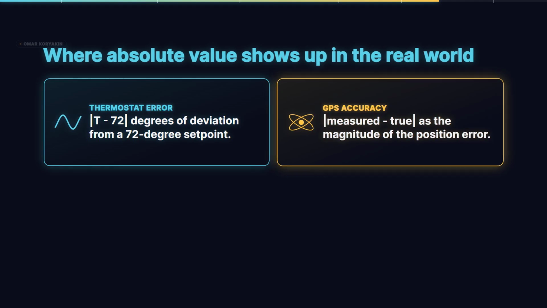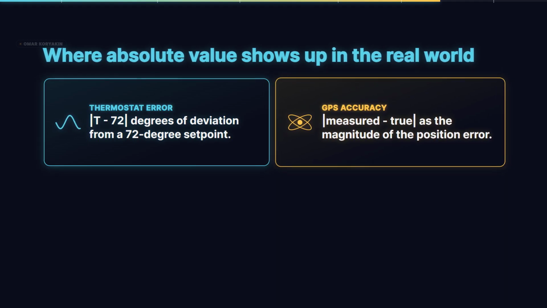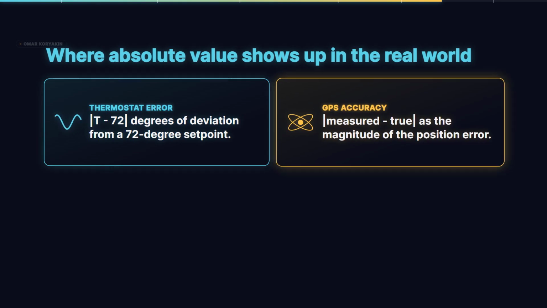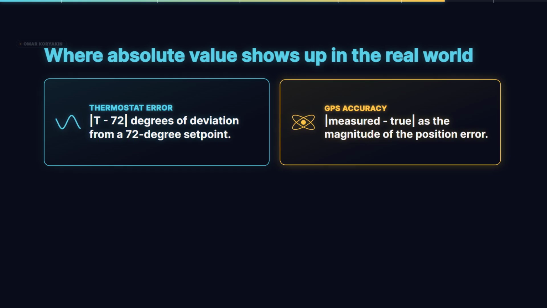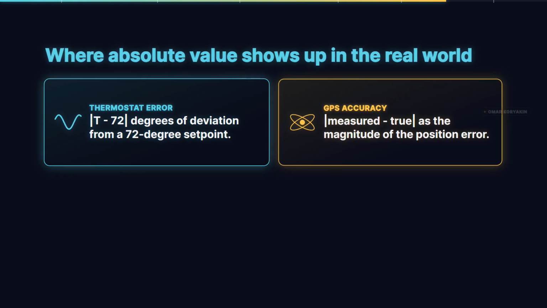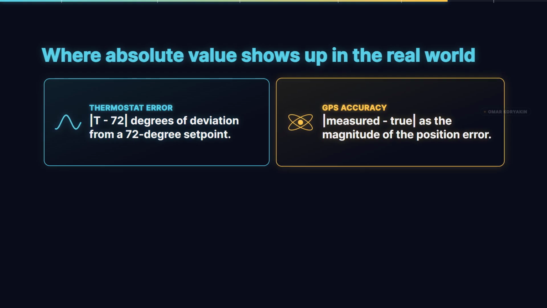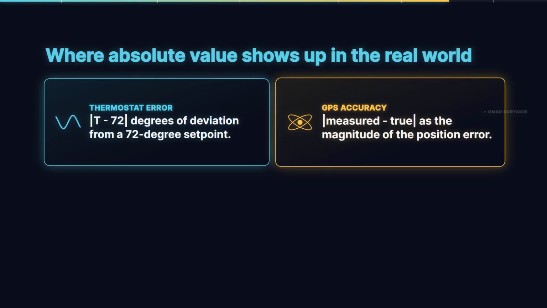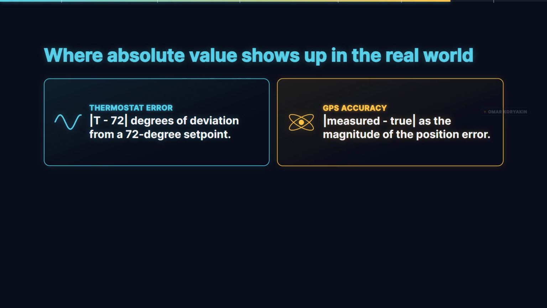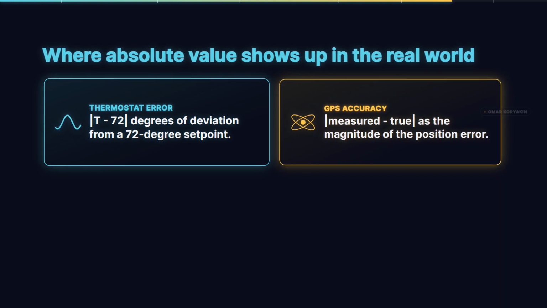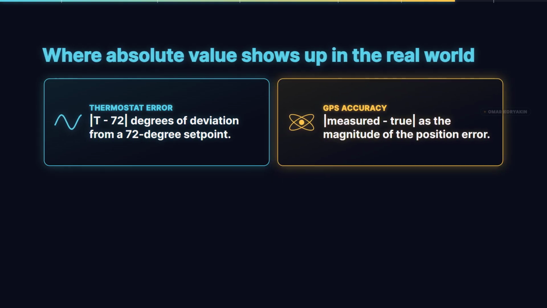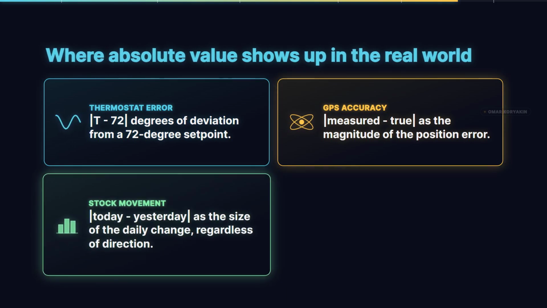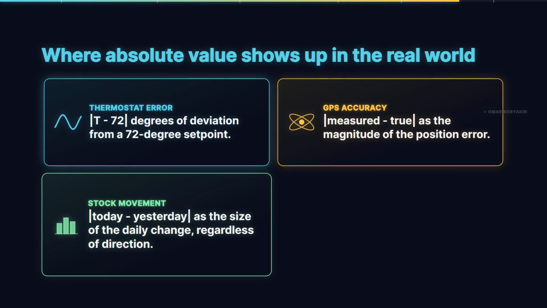On a GPS receiver, the device estimates how accurate its current position fix is by comparing the measured location to a known reference. The error magnitude is the absolute value of the measured position minus the true position in meters. The absolute value strips out the direction so the user just sees a single positive accuracy figure, like plus or minus 3 meters. Without absolute value, the error could be negative depending on which direction you measured, which would be confusing.